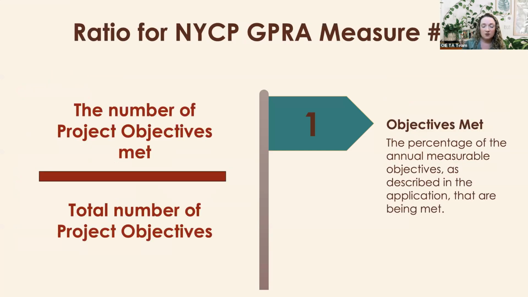So we're going to dive into exactly how to report these, just as a nice way to set it up for you. For number 1, objectives met. In your ratio box, you're going to put the number of project objectives that you met over the total number of project objectives you have. So if I have 5 project objectives, that's going to be my denominator, my lower number. And if I met 3 of them thus far, then my numerator, my top number, will be 3.